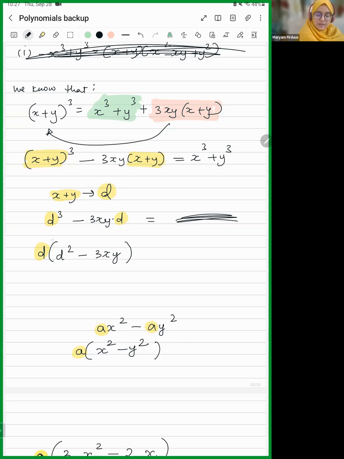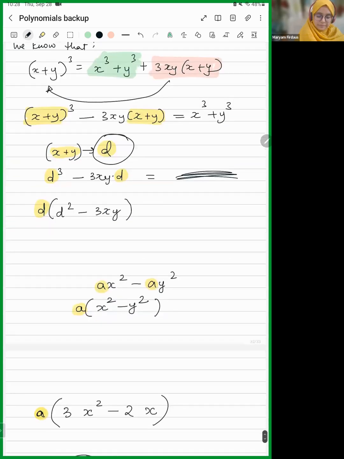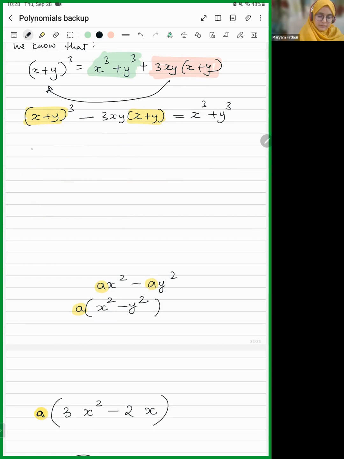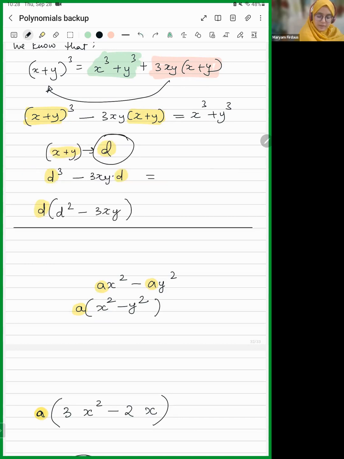Now just imagine in place of d, you have the bracket x plus y. Now tell me what this will become. Let me give you back that thing. Now tell.